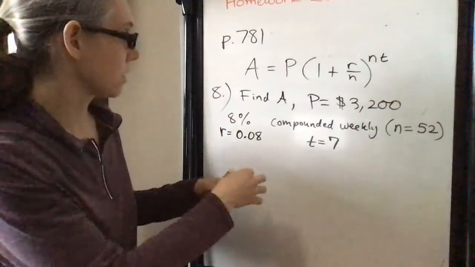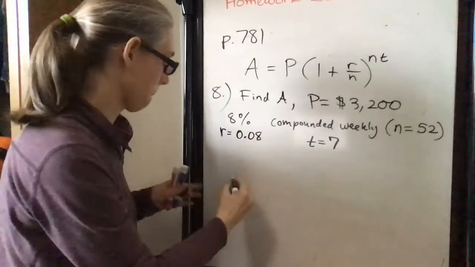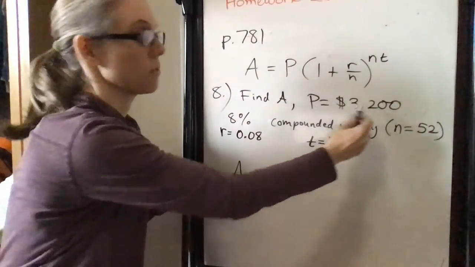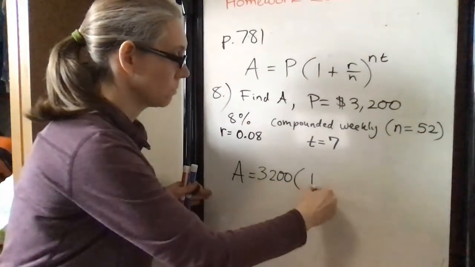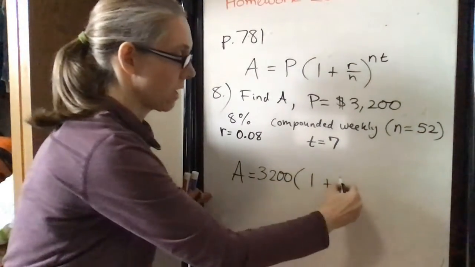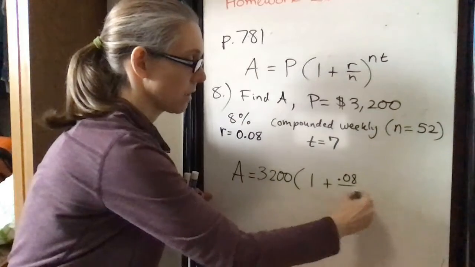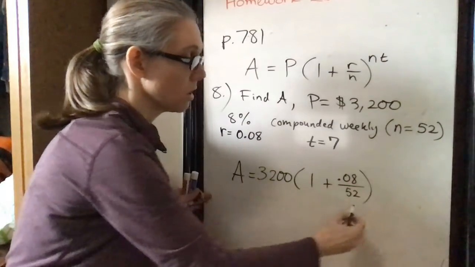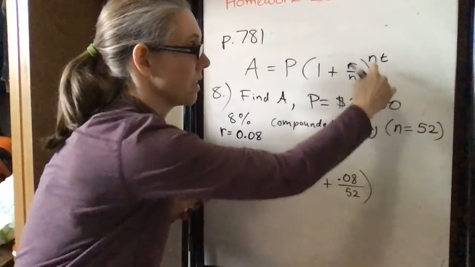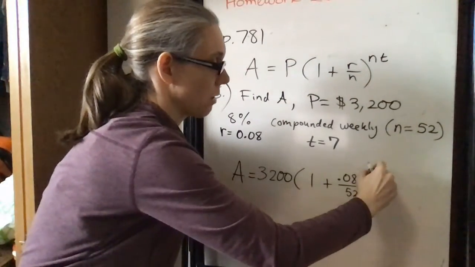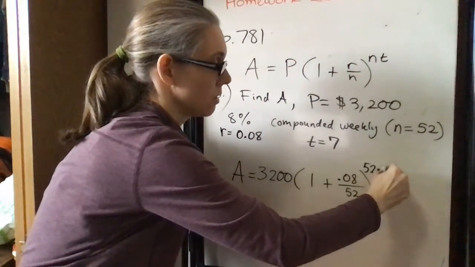So what I do is I just take this original equation here. I replace P, the original amount invested, with 3,200. Rate I have as a decimal, 0.08. I'm dividing that by 52 because I'm compounding weekly. And then I'm raising this to the n times t power. So that would be 52 times 7.